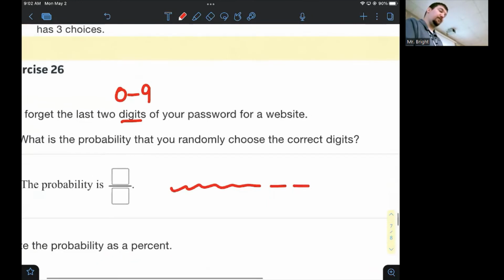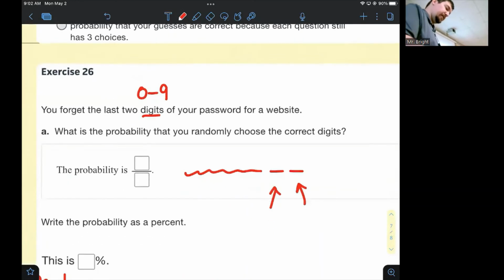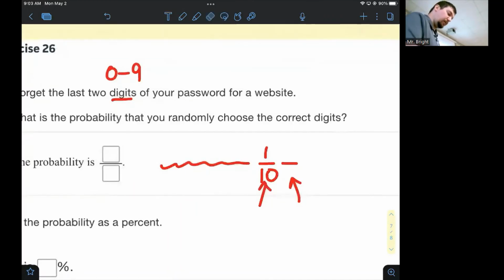There's 10 options for this digit, and you can use the same number again, right? So there's 10 options for that digit as well. What's the probability that you randomly guess the first digit correctly? 1/10. I'll just use that as a fraction bar. 1/10. And what's the probability that you randomly guess the second number correctly? 1/10.